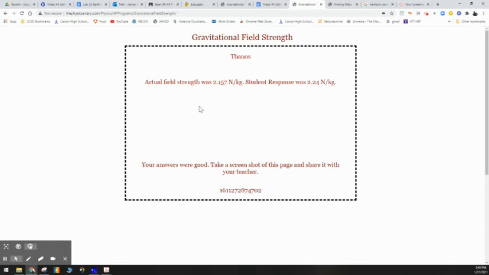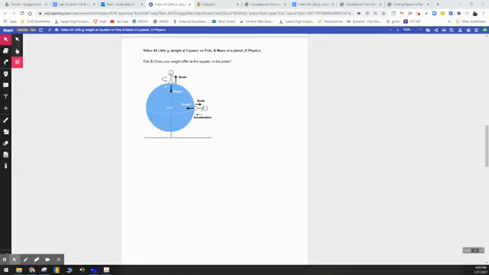Thanos did this problem, and Thanos' answers were good. The actual field strength was 2.15 newtons per kilogram, or you can simply say 2.17157 meters per second squared. I got 2.24 meters per second squared, so we're pretty close. So that is the gravitational field strength. Now on to part B.